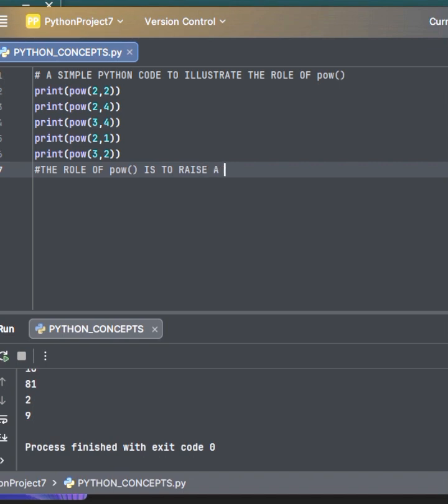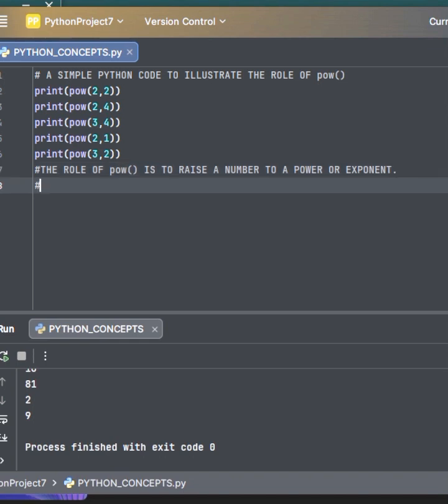A power function has 2 parts. When you write power 2 and 3, the first part is the base and the second part is the exponent. The exponent is how many times the base will be multiplied. So the role of power is to simply raise a certain number to a certain power.